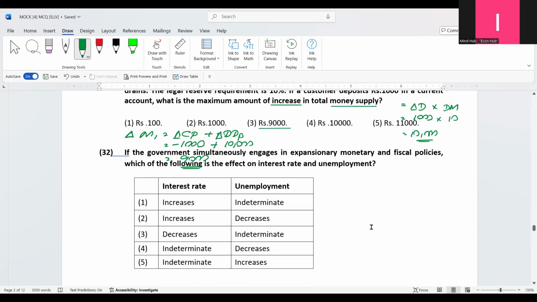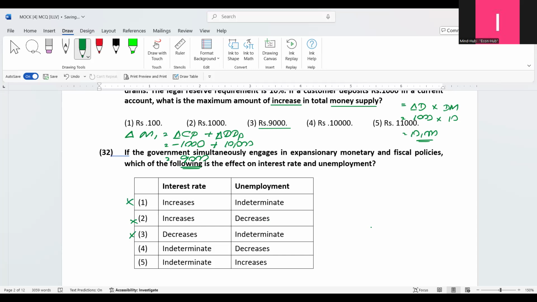32. If the government simultaneously engages in expansionary monetary and fiscal policy, which of the following is the effect on interest rate and unemployment? Interest rate, of course, now there is a pull and a push here. So we are not sure. Expansionary monetary policy will decrease interest rates, but expansionary fiscal policy will increase the demand for loans and increase interest rates. So interest rate is definitely indeterminate. So we can't say this with certainty.